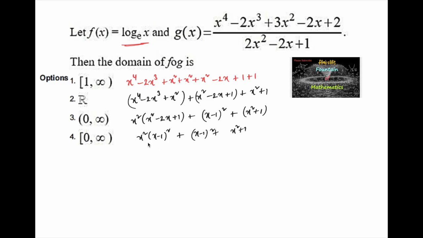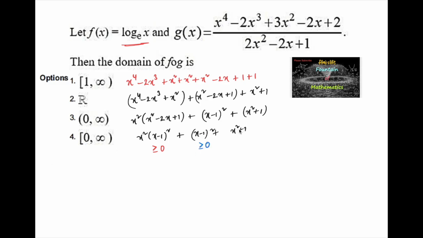Clearly we can say that the first term, x square into x minus 1 whole square, is always greater than or equal to 0 for any real number. It can be equal to 0 also. The second term, x minus 1 whole square, the same way: for x equal to 1, it will become equal to 0. So it can be greater than or equal to 0.